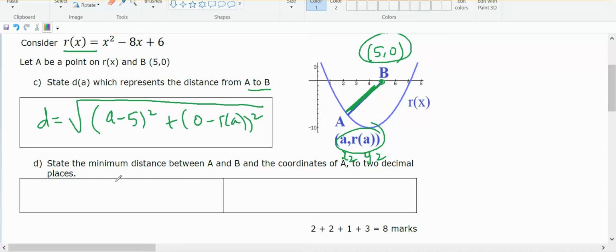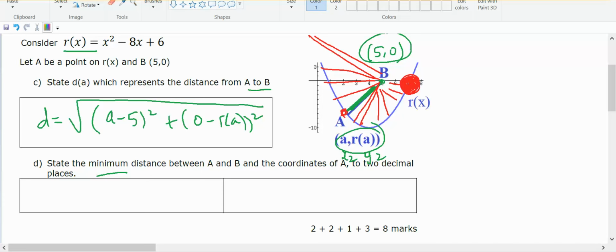Part D, find the minimum distance. Well, looking at this, I've got all these lines from B to the curve. Obviously, they're going to be very long. It's going to be a point where we get a minimum here, and then it gets bigger, and then smaller and smaller and smaller, and we're going to have a minimum over here. And I think over here is where the minimum value is going to occur.